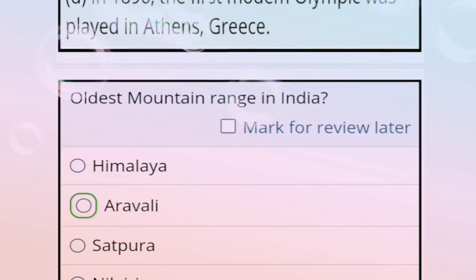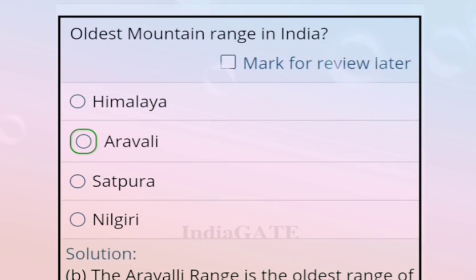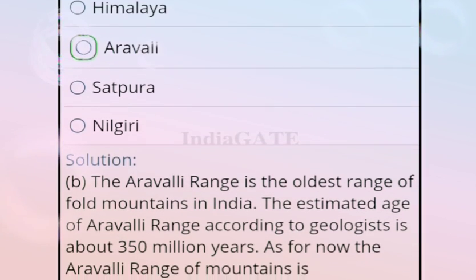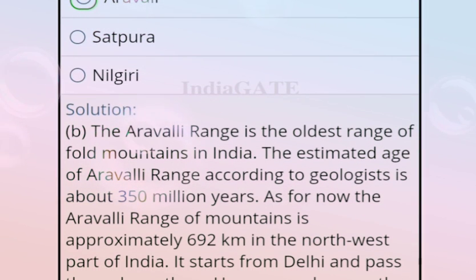Oldest mountain range in India, that is your option B, Aravalli. And more information for Aravalli: the Aravalli range is the oldest range of the fold mountain in India. The established age of the Aravalli range, according to the geologists, is about 350 million years.